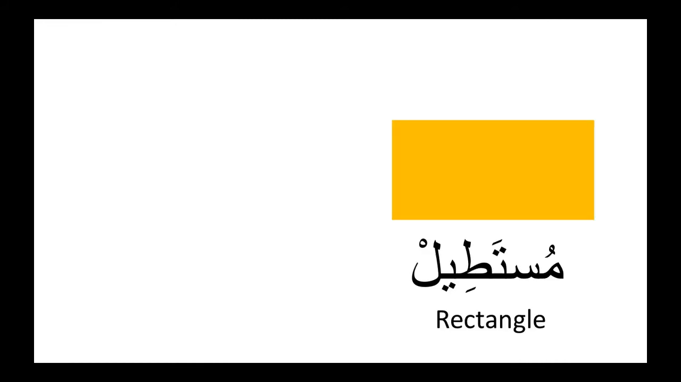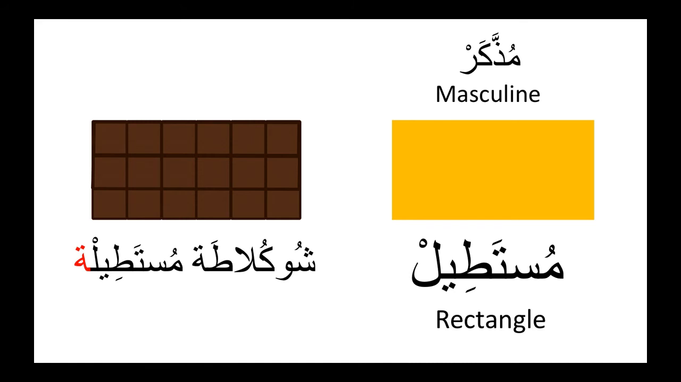مستطيل. مستطيل اسم مذكر. masculine. When we talk about feminine, we say مستطيلة. As an example, we have شوكولاتة مستطيلة. And this is feminine.